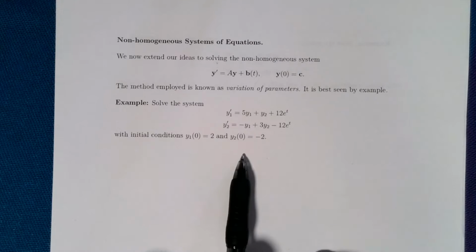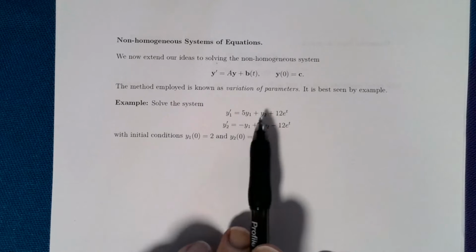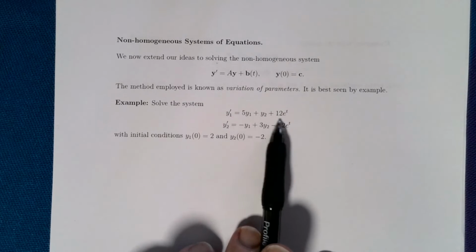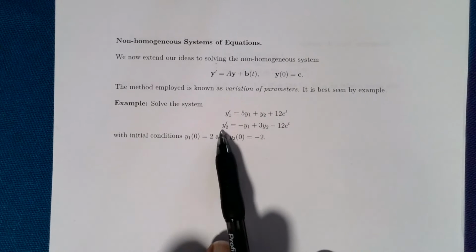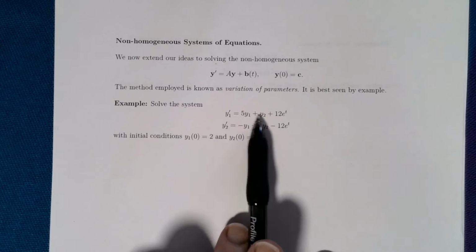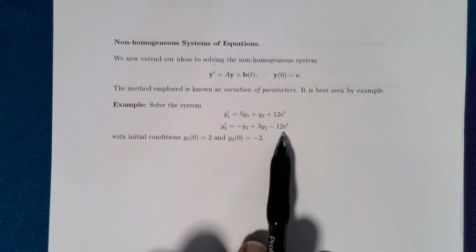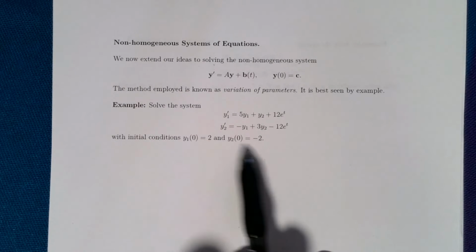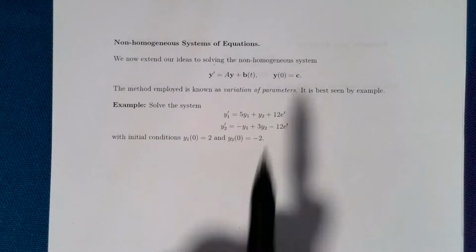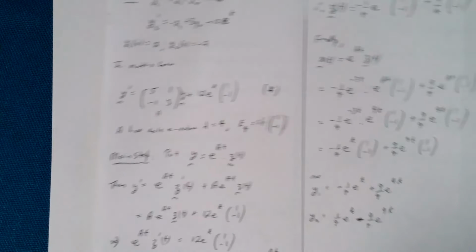So what we have here is y1 dashed is 5y1 plus y2, plus we have this extra term on the end, 12e to the t. And similarly here we've got the simultaneous differential equations, but we've got this extra term added on the end, and there are the initial conditions. So here's the worked solution to this.